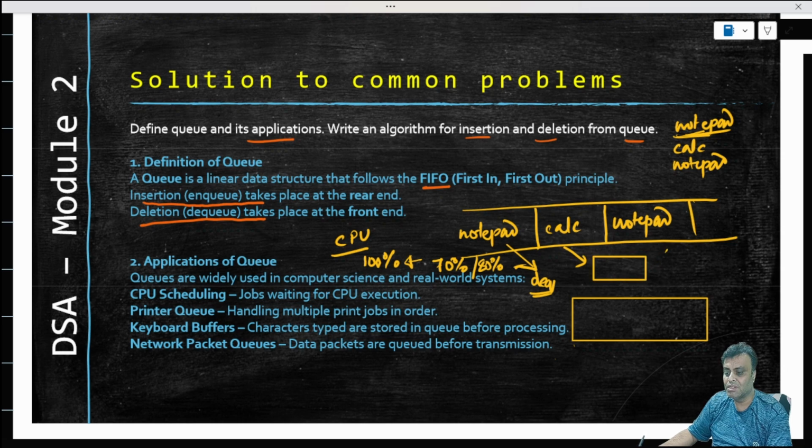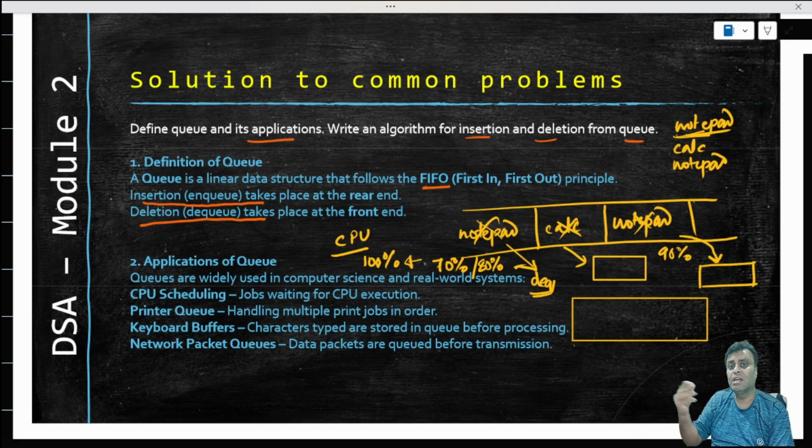Let's say the CPU has now become 90%. Still there is some scope, and we will utilize that scope to actually dequeue Notepad, and another instance of Notepad will open and dequeue will happen. The queue will now become empty. So this is dequeued, this is dequeued, this is dequeued. And that's how a queue is used for a CPU scheduler. In fact, for any kind of queue like a printer queue, keyboard buffer queue, network queues, these are the applications.